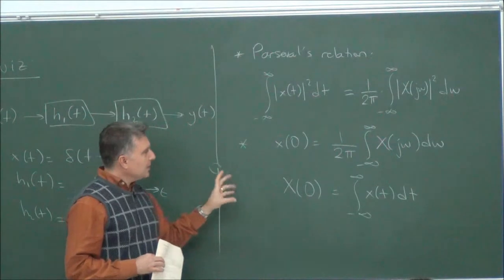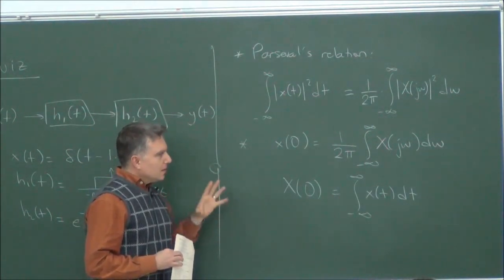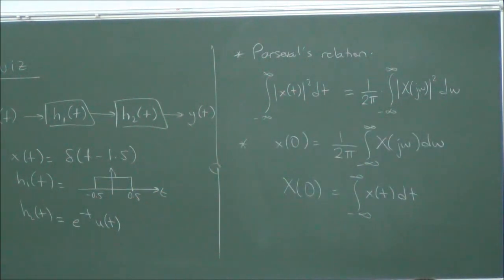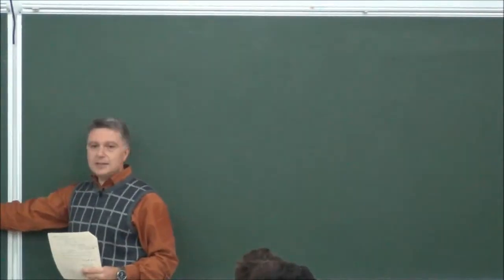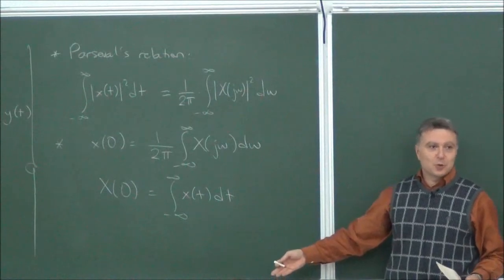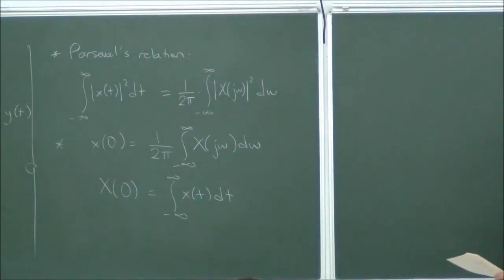These are simple, but they give some small observations like this one, which may be beneficial in solving some of the problems. If you only need to evaluate the DC coefficient, for example, you don't really need to evaluate the Fourier transform totally. Just find the area under your signal. That will be your DC, as simple as that.